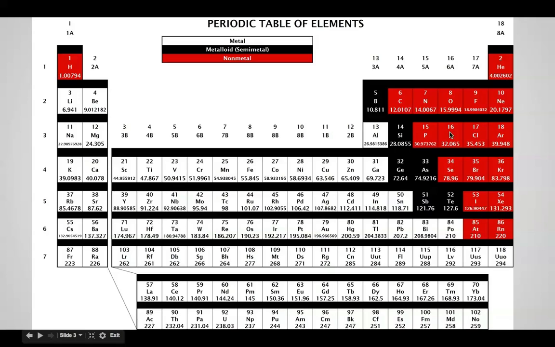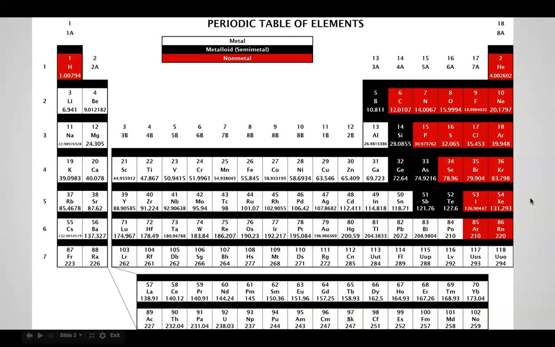And then the upper right, not counting hydrogen, which is over here, the red is going to be the nonmetals. So as you can see, there's nonmetals on one side, the upper right. The lower left is mostly metals, and then in between is this staircase of metalloids. So that's kind of how it's divided up in the periodic table.